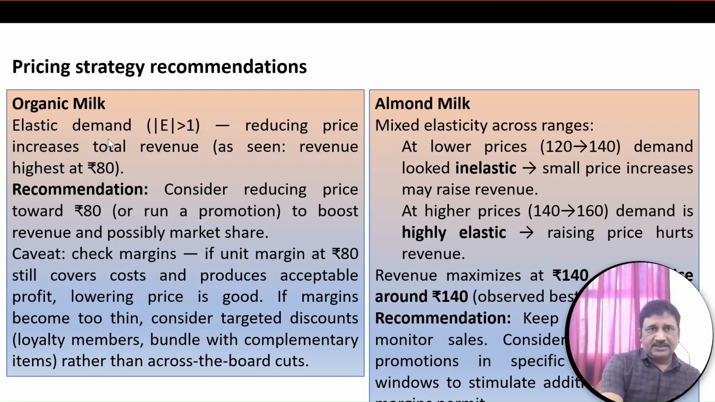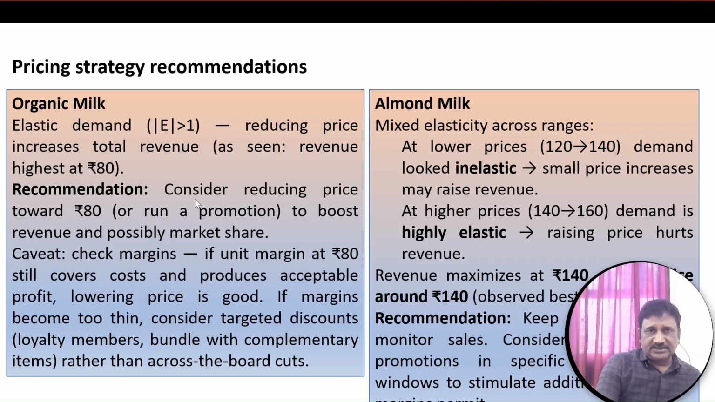Organic milk, elastic demand, absolute E value greater than 1. Reducing price increases total revenue. As seen, revenue is highest at rupees 80. That is very obvious. As we go on reducing the price, demand is expected to increase, but if its increase is justifiable, then we will be reducing the price.